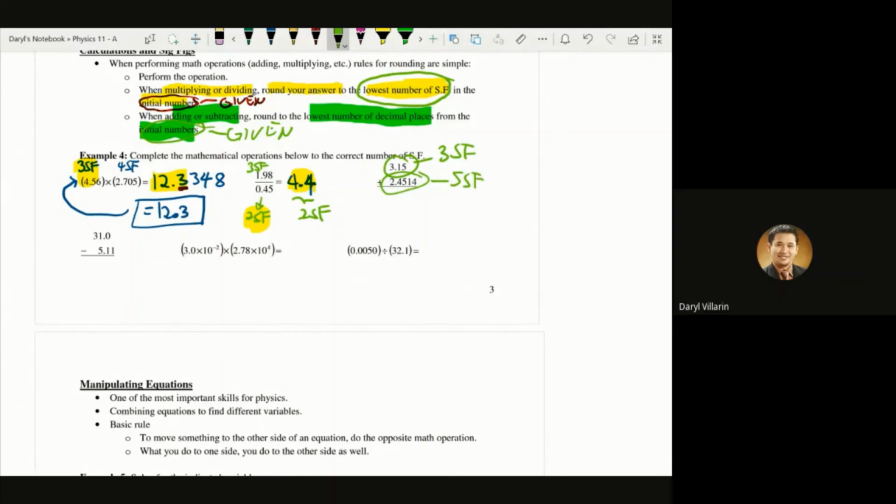However, if you are adding or subtracting, you're just cutting off. So therefore, you just have to cut off up to here.